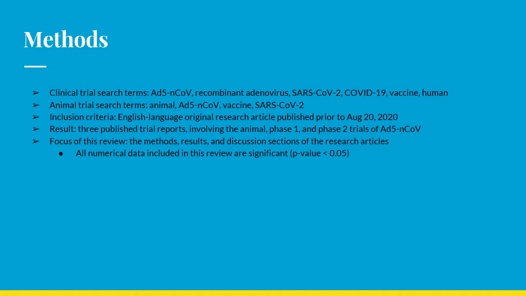After the two searches, three published trial reports involving the animal, Phase 1 and Phase 2 trials of AD5-nCoV were found. Each report was then examined with a focus on the methods, results, and discussion sections for this review. All numerical data included in this review have a p-value of less than 0.05, making the numerical findings significant.